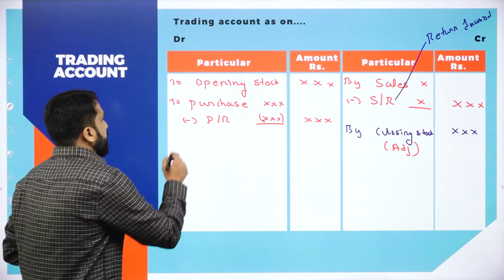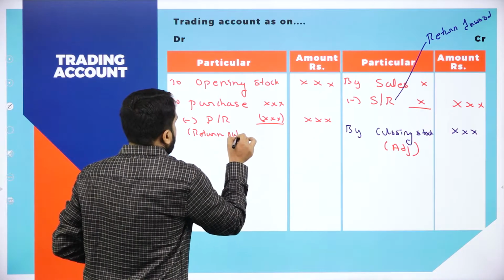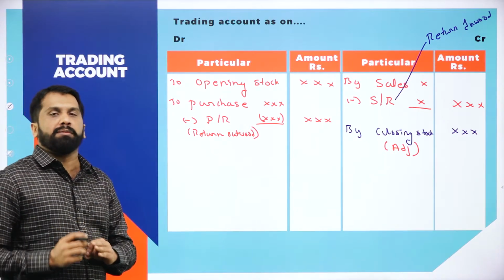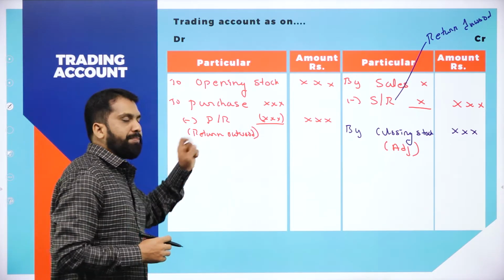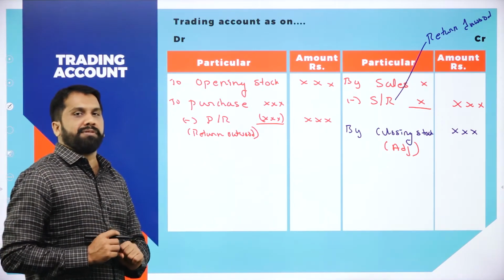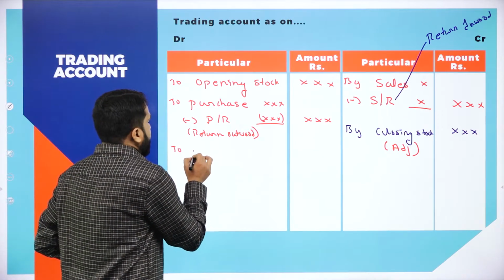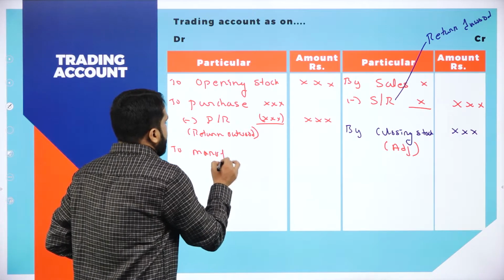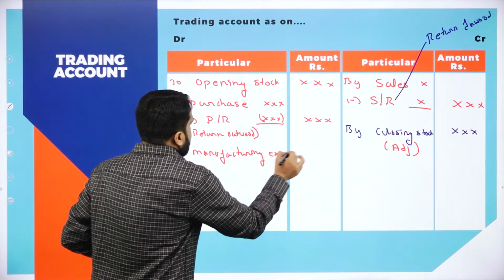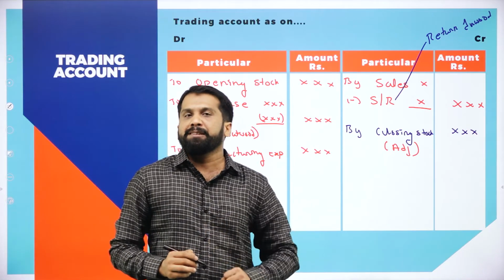Remember this. This is also called return outward. Every problem they will not mention it as purchase return. Sometimes they will mention it as return outward. Once it is done, what is the next one? Simple. You have to write any manufacturing expenses. If there are any manufacturing expenses, you have to mention them.